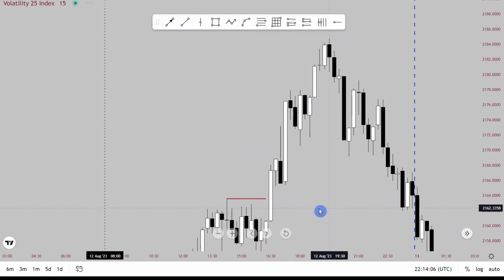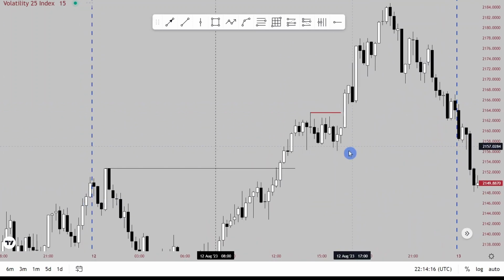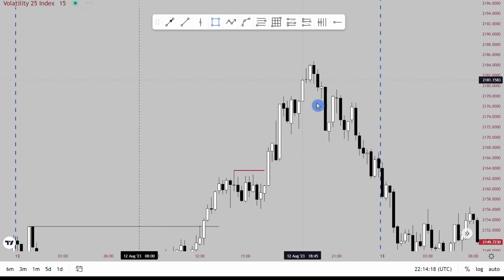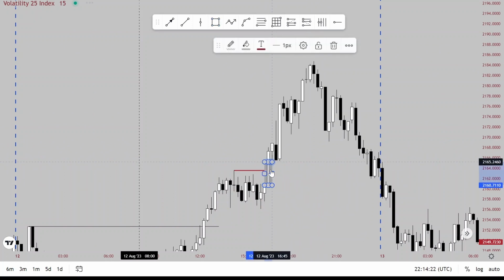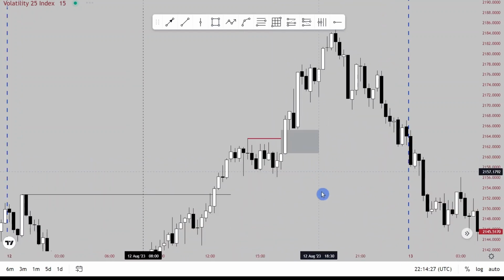Here, and I see here. With this aggressiveness, I will even enter from here. But I don't think it reached the fair value gap. It didn't give any entry there. So this would have been a continuation pattern.